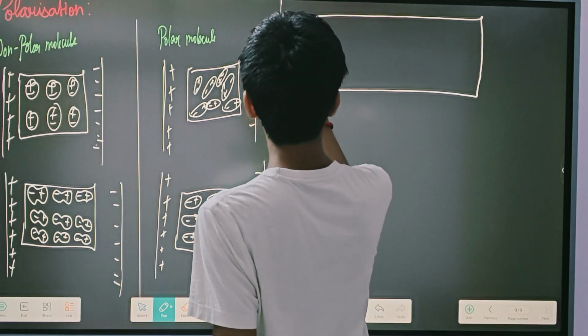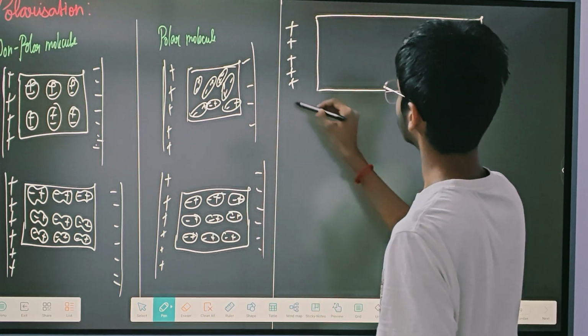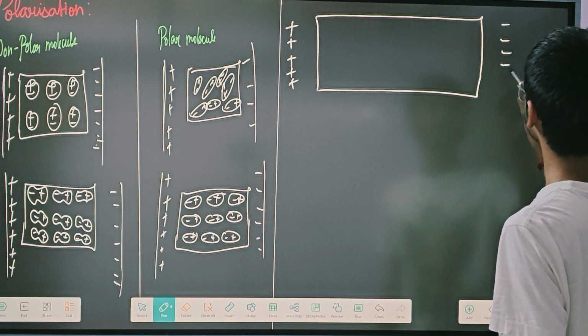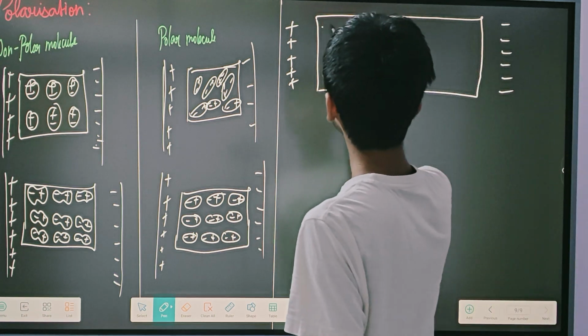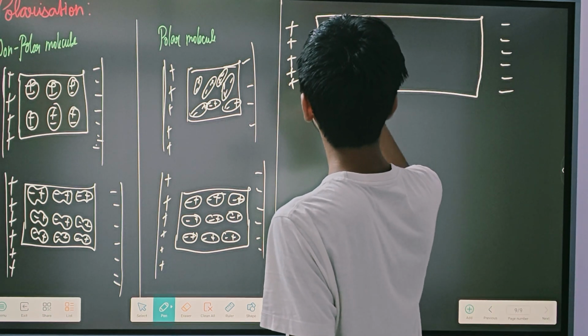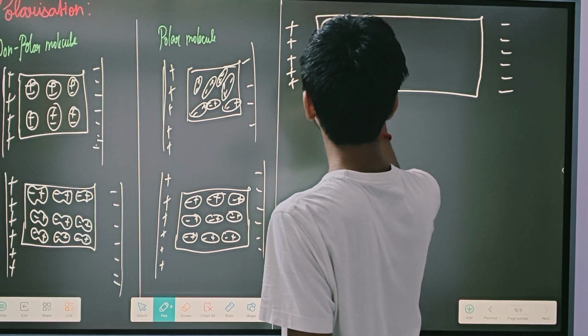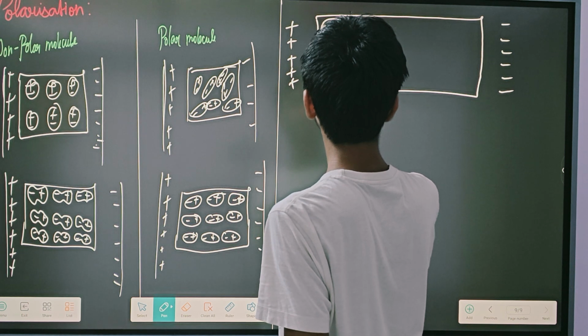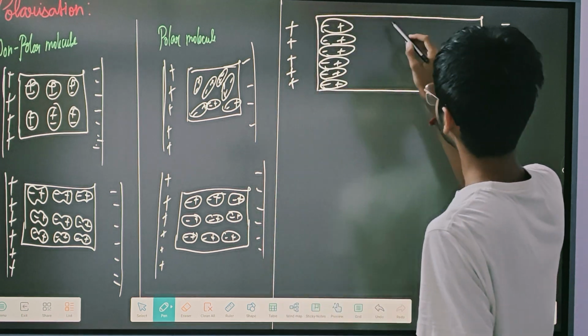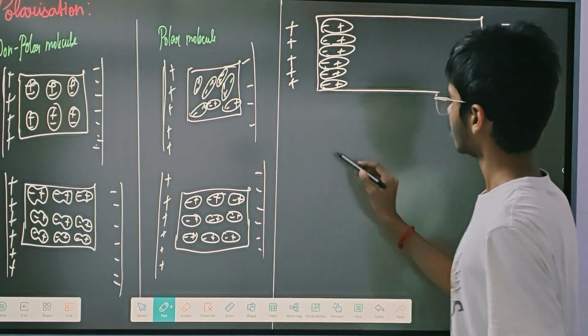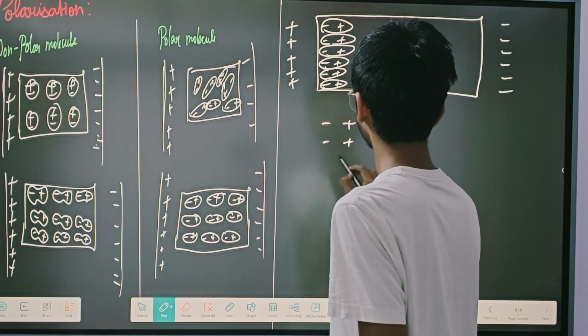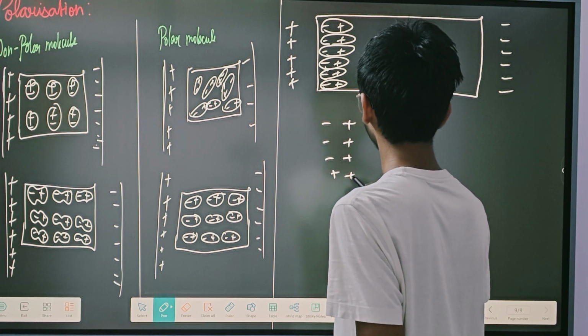So here it is completely positive on this side, and here it is completely negative on this side. That means negative charges will be attracted here from the molecule. Positive, positive, positive, positive, positive. Here also it will be the same. Negative, positive, negative, positive, negative, positive, negative, positive.